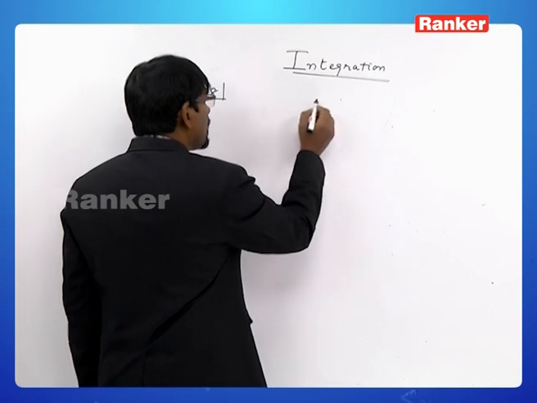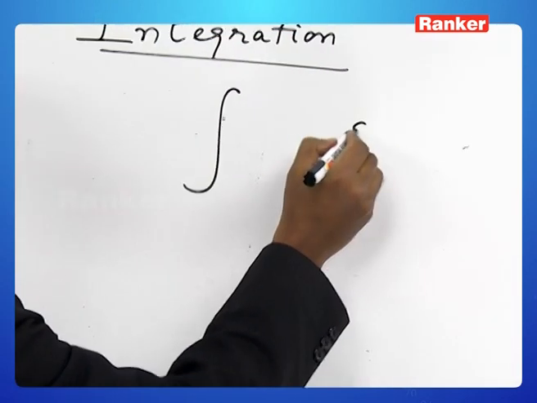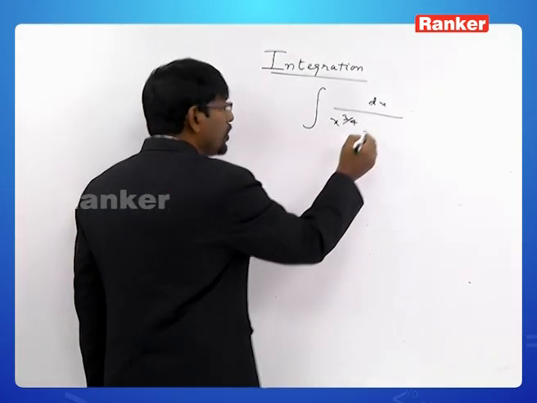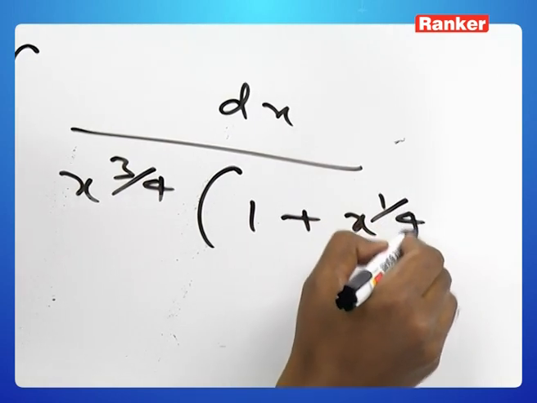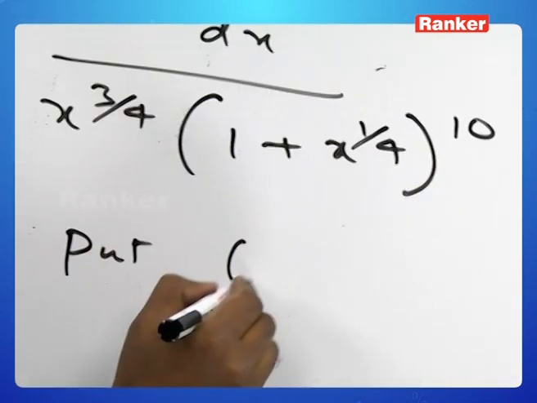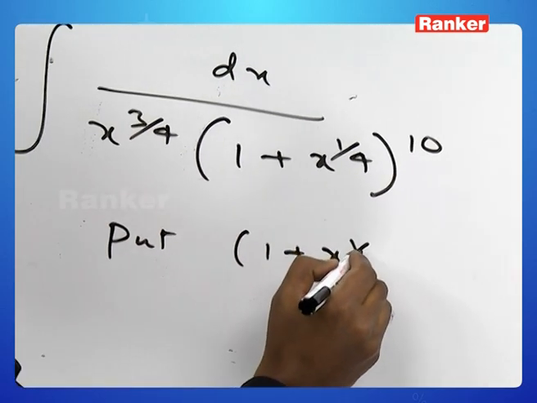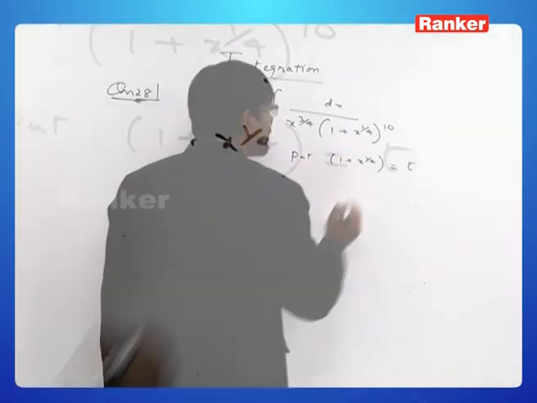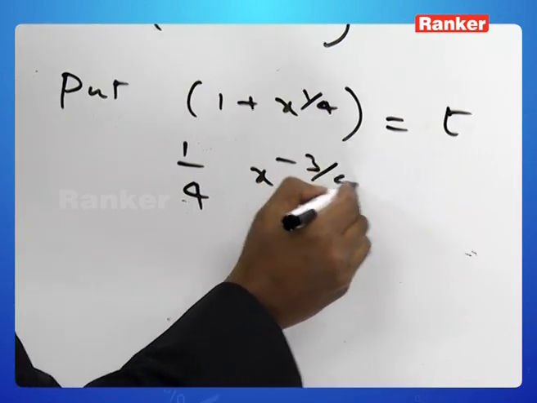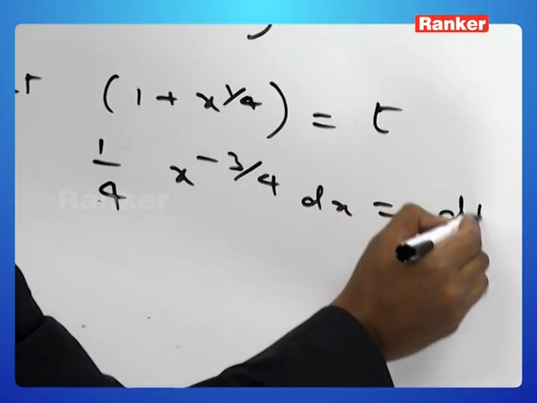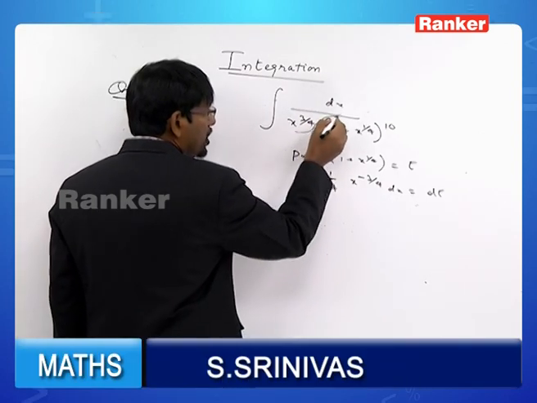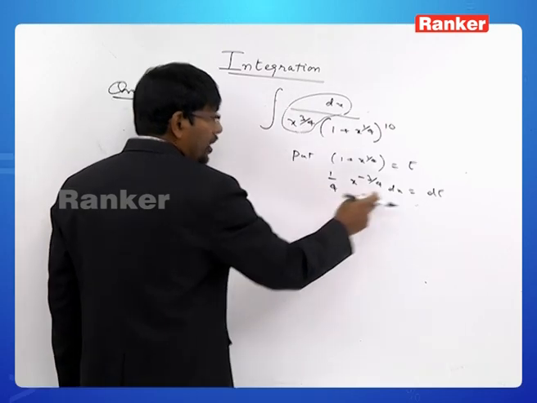So, let us consider this integral, 1 by x power 3 by 4 into 1 plus x power 1 by 4 raised to the power 10. What we do is we put 1 plus x power 1 by 4 as t. Then we get 1 by 4 into x power minus 3 by 4 dx is equal to dt. So, we do have this x power minus 3 by 4 dx present here, that becomes 4 dt.